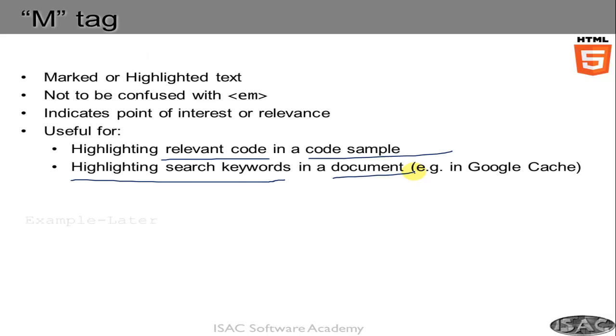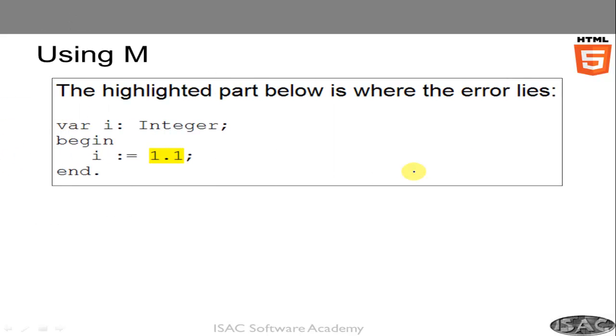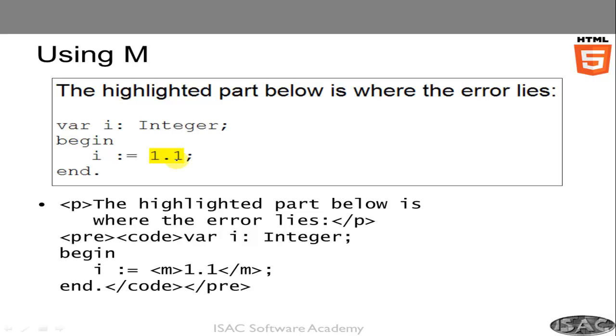And the way it works is this one. The highlighted part below is where you use capital M before the 1.1 and after the 1.1, and it will work like this. The syntax for this is, see how I am using it. I am using M before this and after this to close it. So this means I want to highlight 1.1.